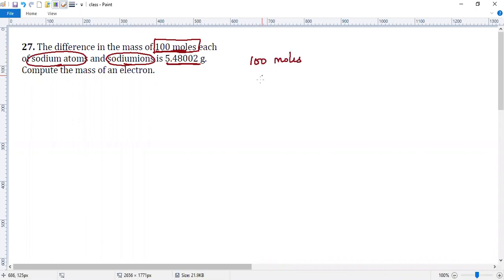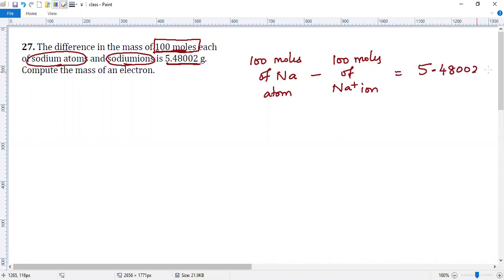100 moles of Na atom minus 100 moles of Na plus ion is giving 5.48002 grams. Clear? But what is the difference between one atom and one ion of sodium? See, one atom of sodium becomes one ion of sodium by giving away one electron. So what is the difference? There will be one electron less. Where? In Na plus, there will be one electron less.